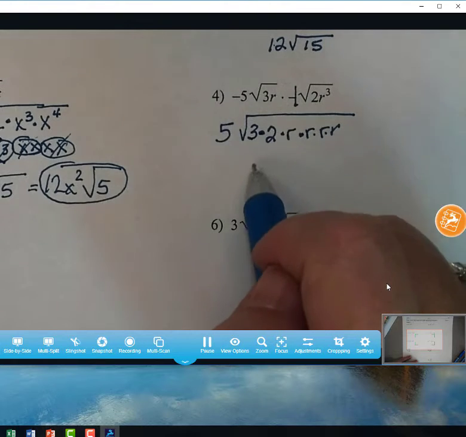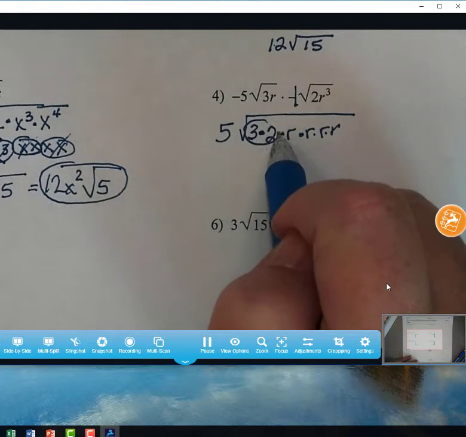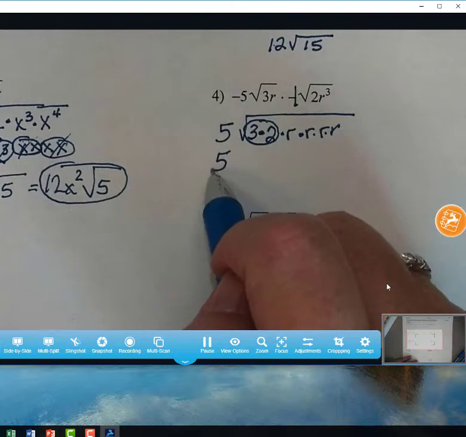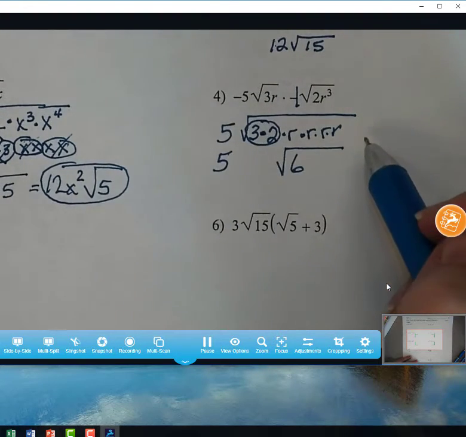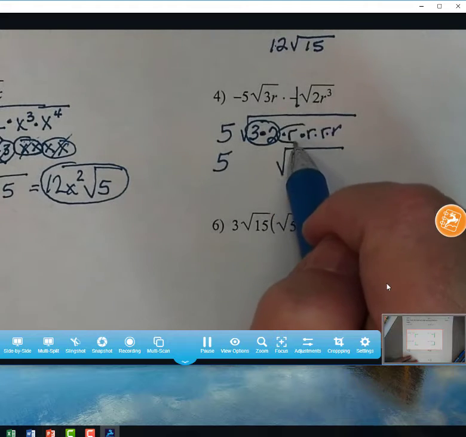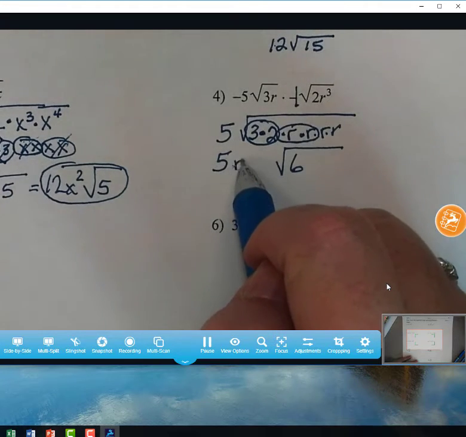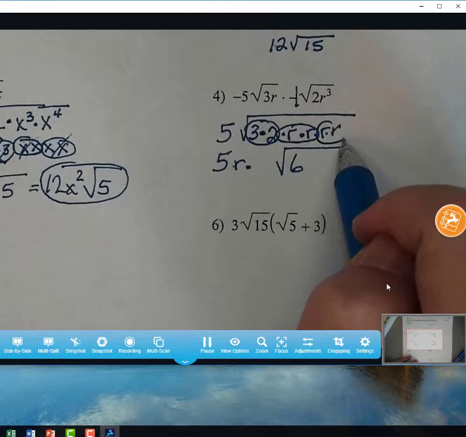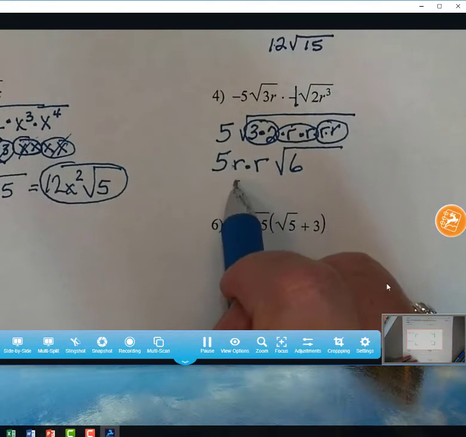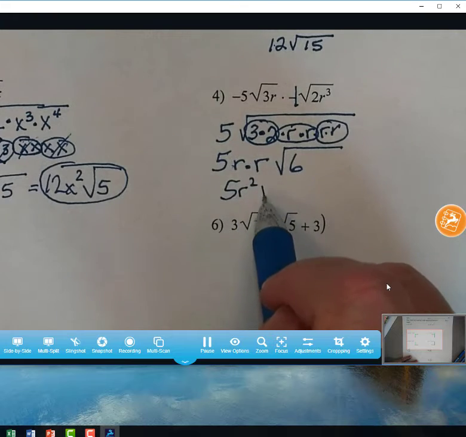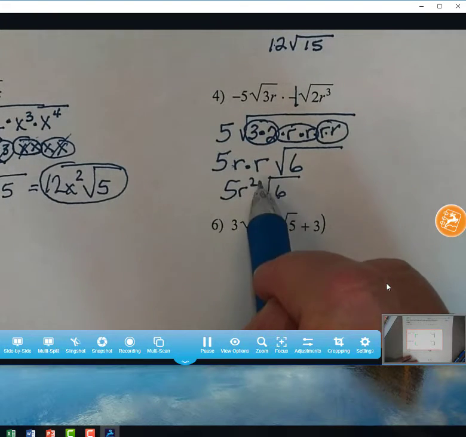Okay, well, I'm not going to get a group of 2 out of this, so that's going to be 5, and under the square root sign, I'm still going to have that, but I'm going to put it back together and make a 6. And then I have one group of r, and I have another group of r. So when I simplify that, I get 5r squared times the square root of 6.